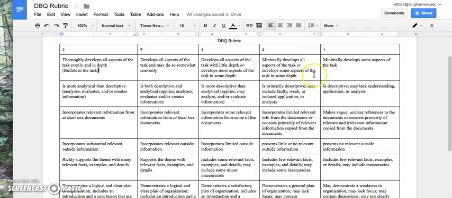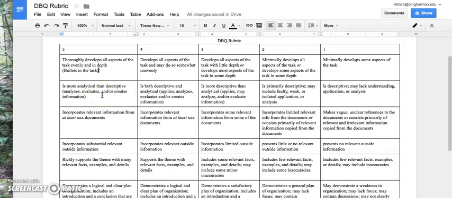For a 2, this could go 2 different ways, same with a 3. You could develop all aspects of the task very minimally, meaning you're giving 1 or 2 details about each one, or you're developing some aspects of the task in some depth. So maybe you give some details about Martin Luther that are pretty good, but you don't write anything about Gandhi. That would get you a 2, okay? A 1 minimally develops some aspects of the task. So maybe you wrote like 1 detail about Martin Luther and that was about it. So this all has to do with answering those bullets.